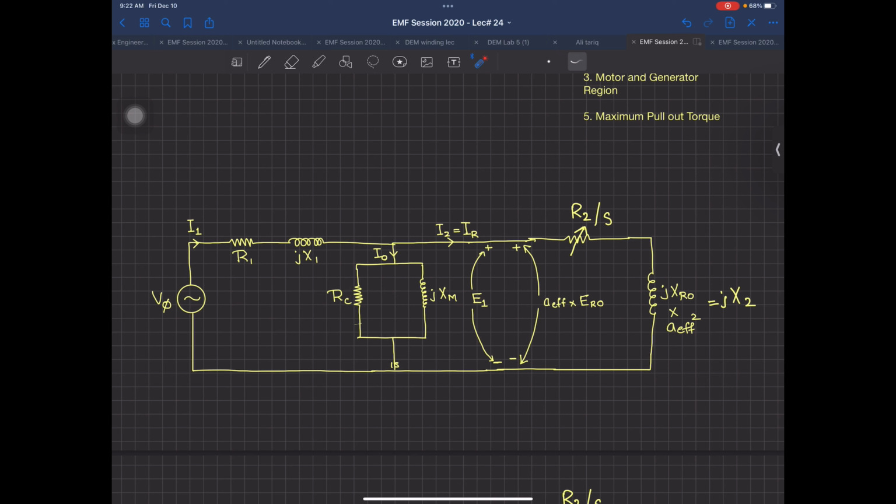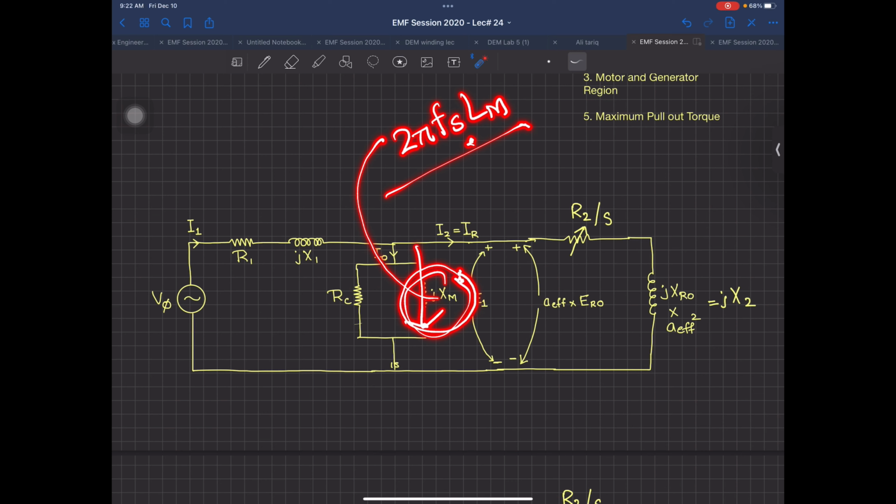You have a 25 hertz input, so this means that the value of jXM is dependent upon 2 pi FS LM. Agreed? FS previously was 50 hertz. Now this is 25 hertz. The value of XM reduces. More current is going to flow over here. More current means that I naught current is more. So flux would be more inside the machine air gap. More flux in the air gap means that I1 current is going to be more.